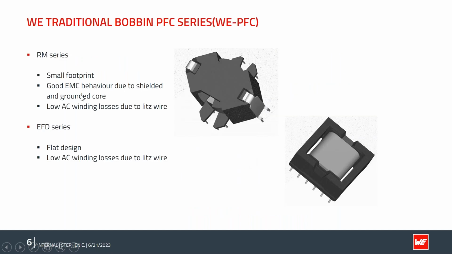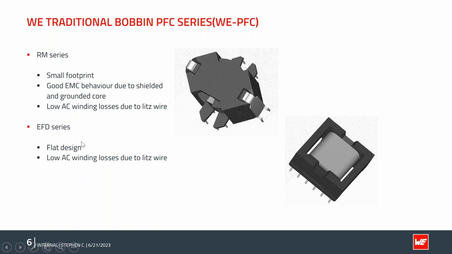So here, I'm showing our traditional bobbin PFC series. We call it the WE PFC series. This series has been in the market for a very long time. It uses a traditional bobbin type structure, namely the RM series, which has a small footprint and good EMC behavior due to the shielded type core and the grounded core. And it has low AC winding losses because we are using litz wire.